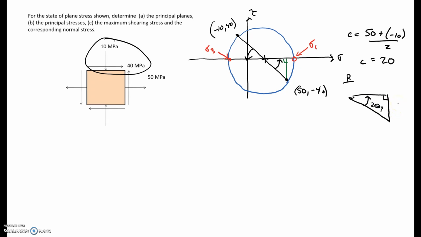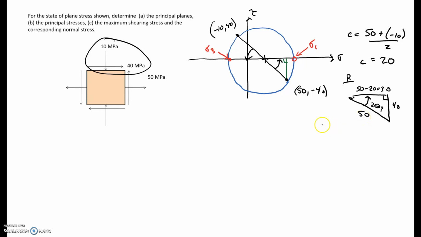The vertical leg is just the y coordinate. I'll just look at magnitude, so I don't really need to worry about the negative 40. I'll just put 40. The horizontal leg is going to be the difference in the two x coordinates, so that's 50 minus the center coordinate of 20, which gives me 30. In terms of the radius, this is actually a 3, 4, 5 triangle, so 30, 40, 50. So the radius is 50.